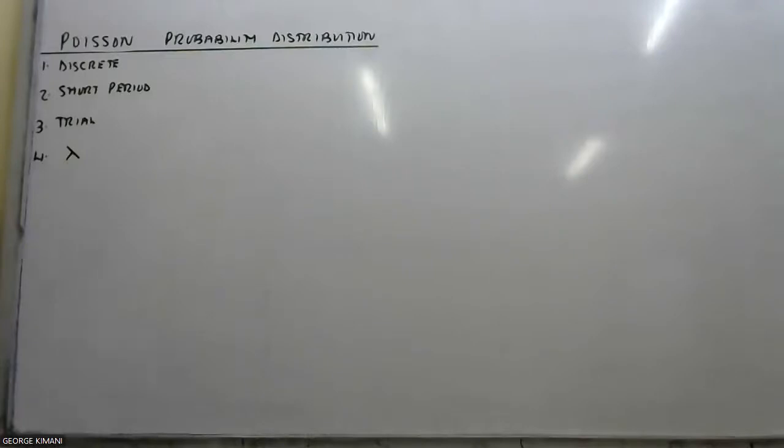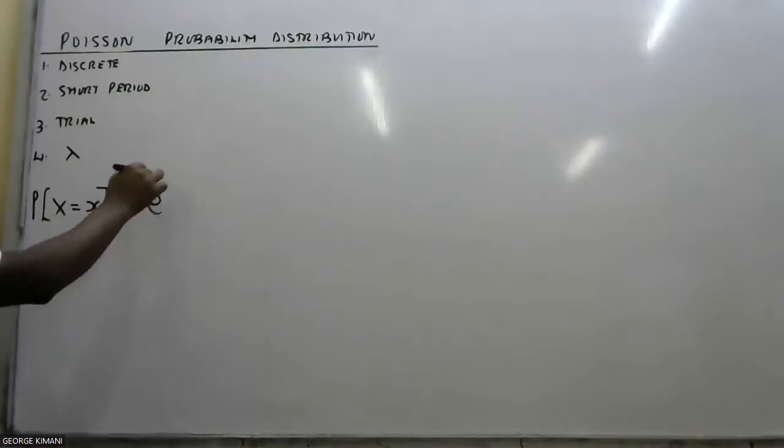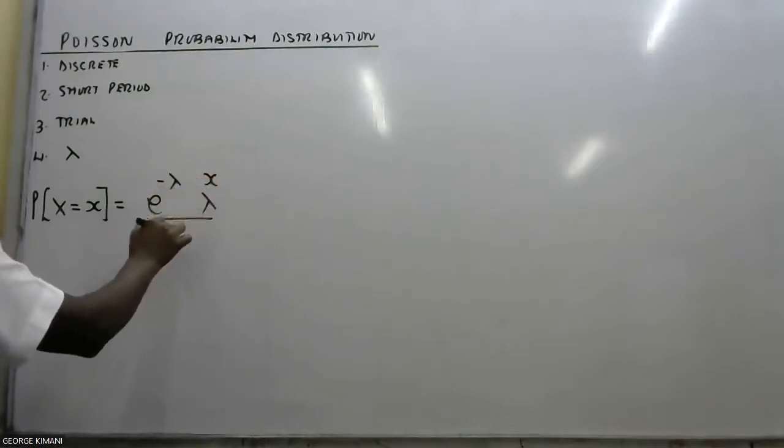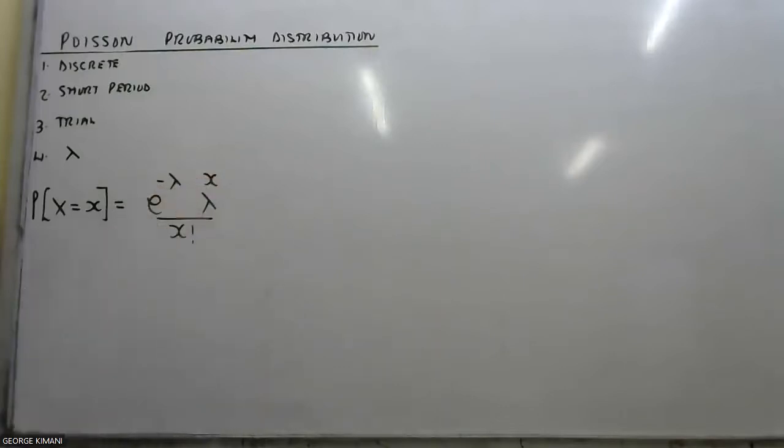Then down there, write that the computations are as follows. The probability that X is given as e raised to minus lambda, lambda raised to X, out of X factorial. X bar is the mean. And if you're asked to get the variance or the standard deviation, it is still that.